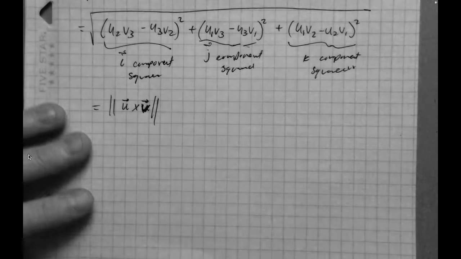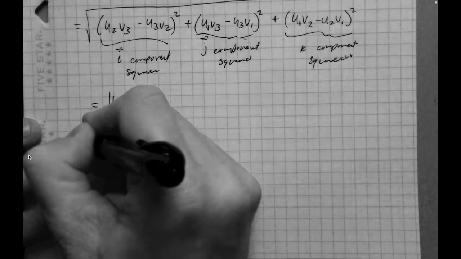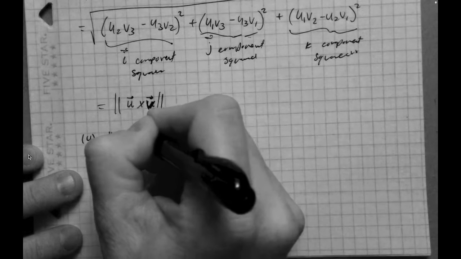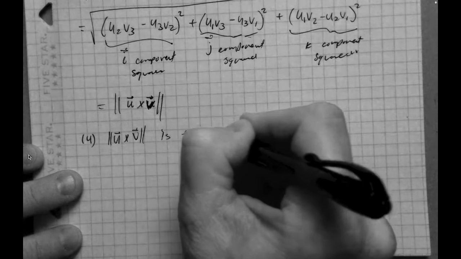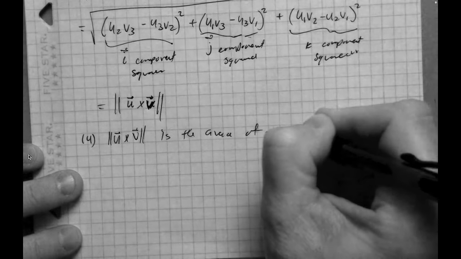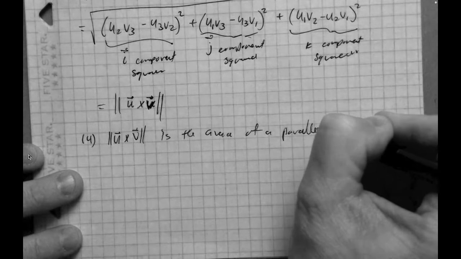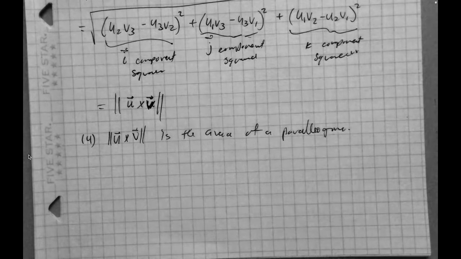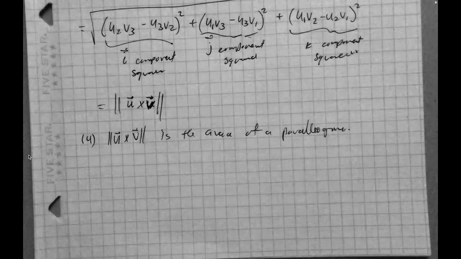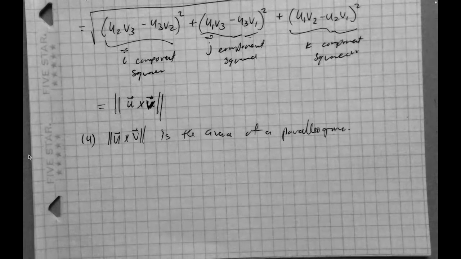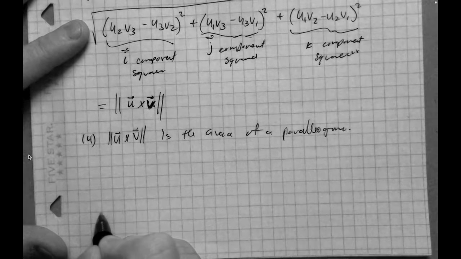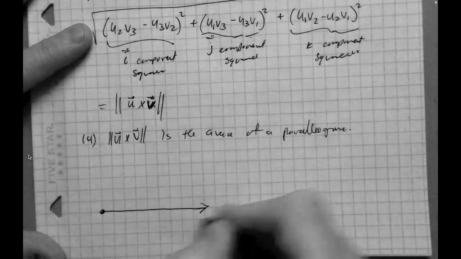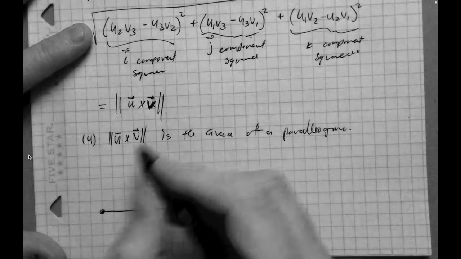Let's also look at item 4. All right, so item 4 says that the norm of u cross v is the area of a parallelogram. Specifically, a parallelogram having u and v as adjacent sides. So this one is actually really easy to prove. You just have to kind of look at it. All right, so I'm going to first draw u, and then some other vector v.